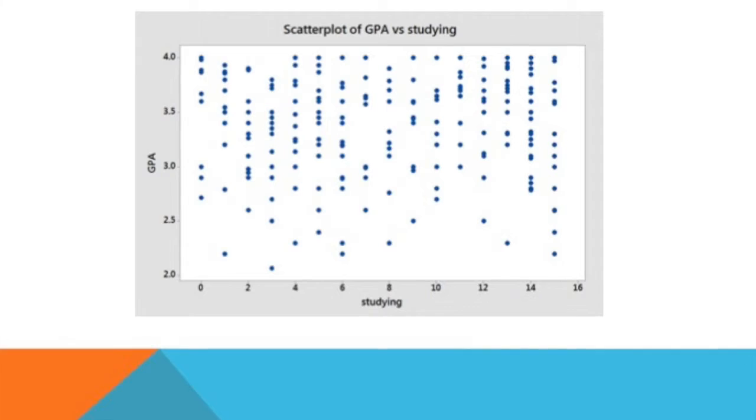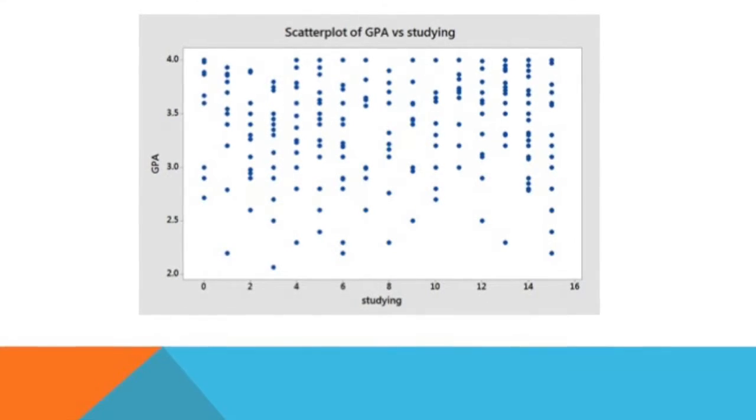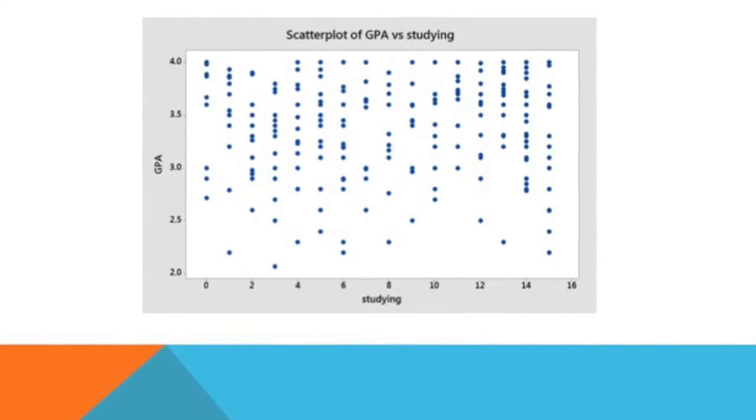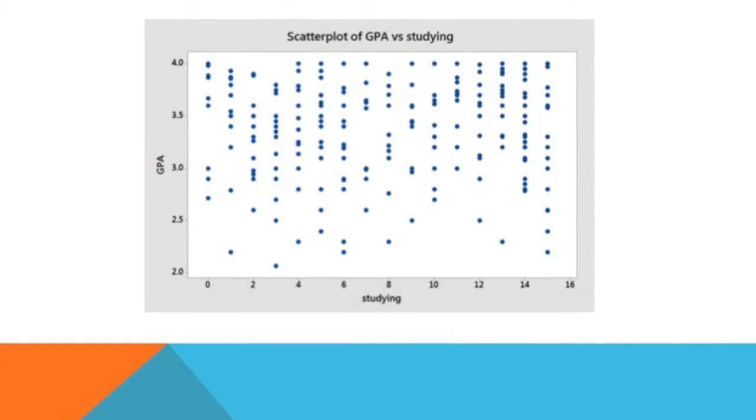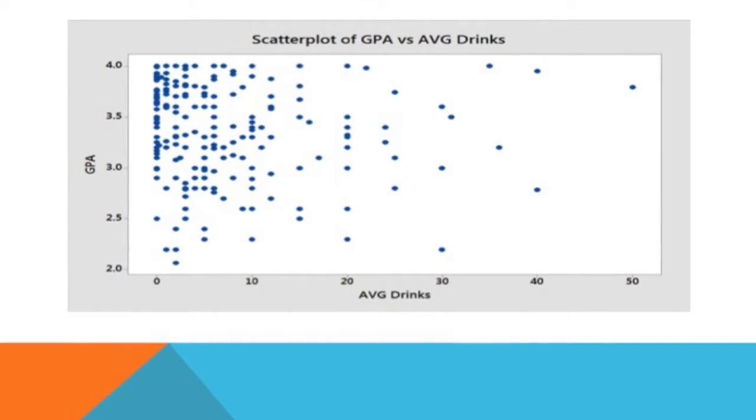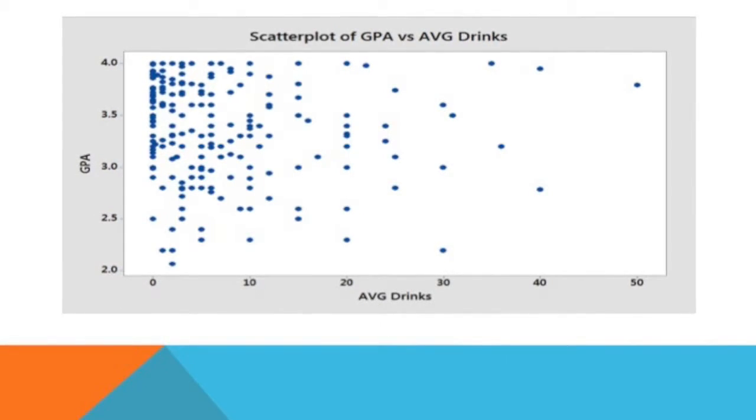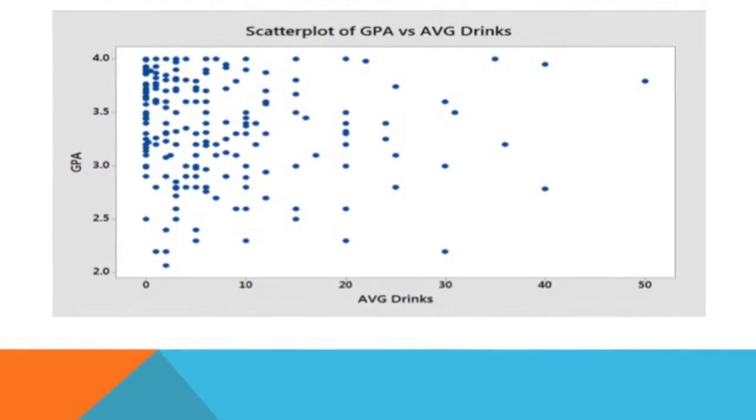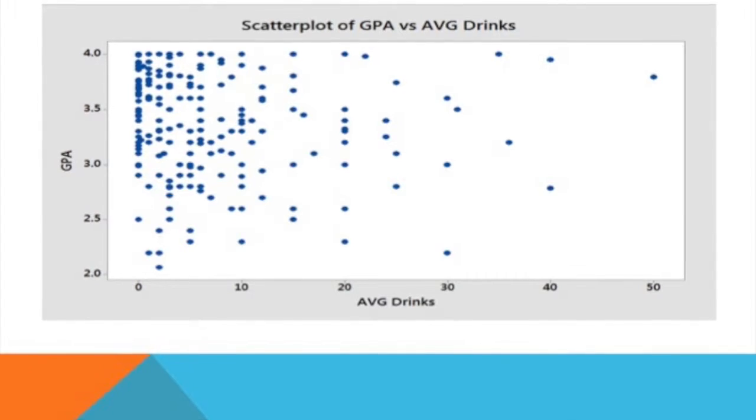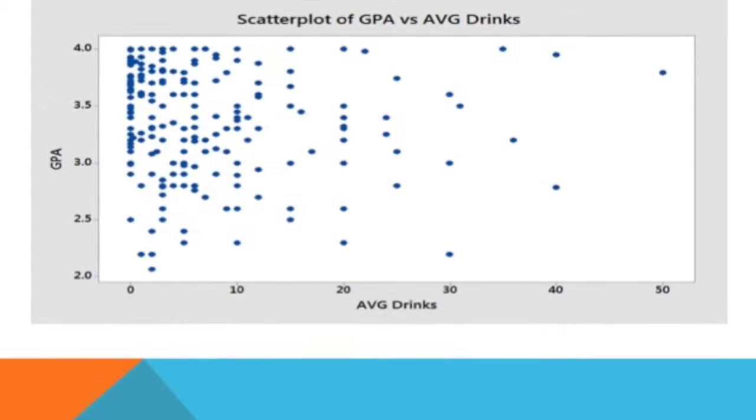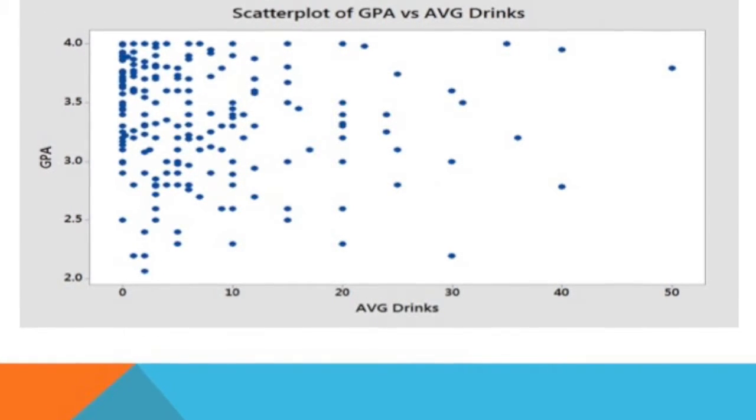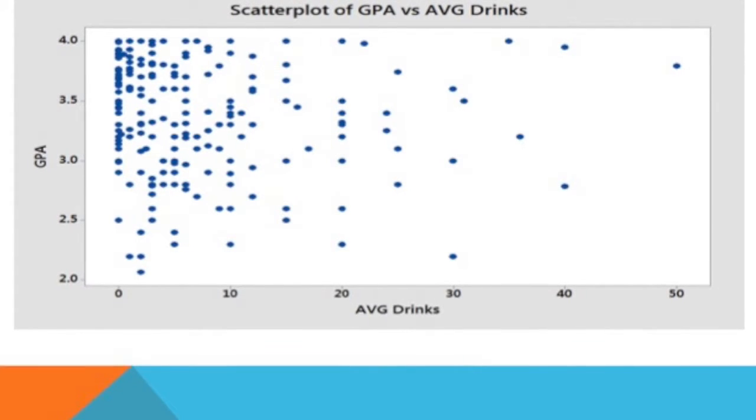This comparison is being made to how many hours a student spends studying and participating in alcohol consumption in 1 week, and there doesn't seem to be any correlation between the data. Here's another scatter plot of the GPA versus the average drinks. Kids who have less drinks seem to have a higher GPA. There are some outliers. One person said they had 50 drinks and have a GPA about 3.8.